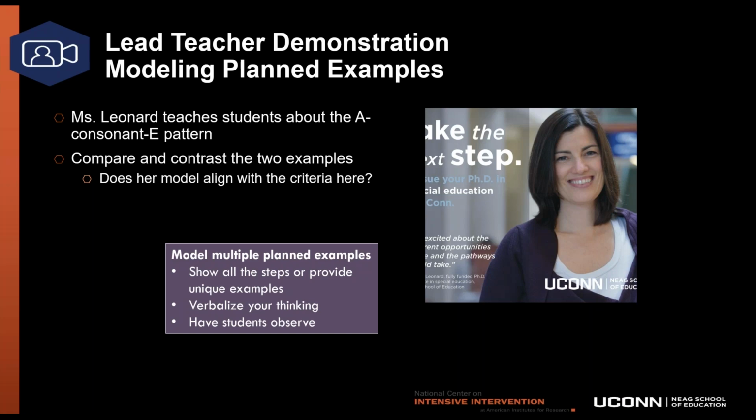So with modeling, our criteria in the purple box say that the model needs to show all the steps and provide unique examples. If you show all the steps, if it's a procedure, you provide a unique example. If it's knowledge like vocabulary or content you're learning. You always verbalize your thinking, you say out loud what you're thinking, and then you have students observe but not do the work. So we're going to look at Ms. Leonard's example. This is Caitlin Leonard. She's a doctoral student here at UConn, and she will be graduating soon, and we've been very lucky to have her.